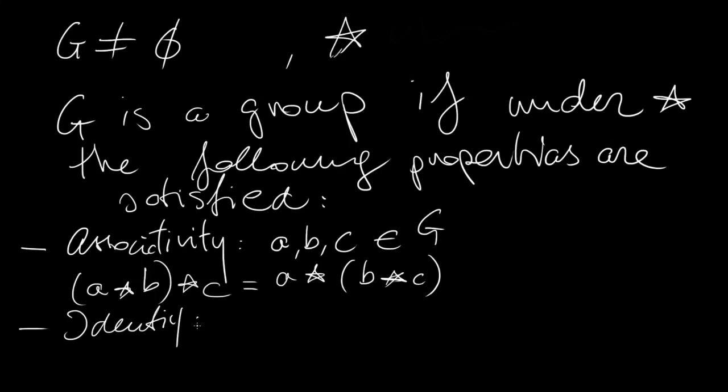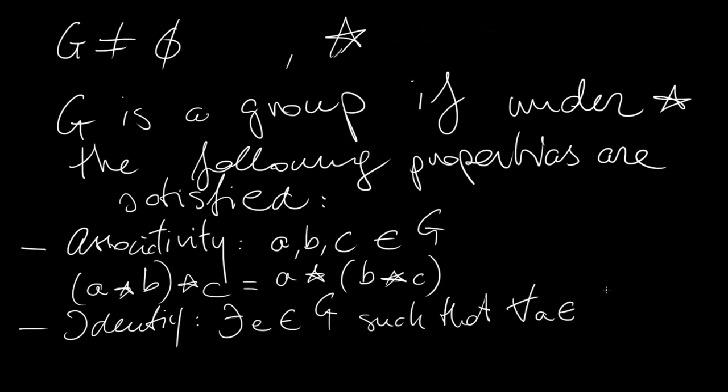This property states that there must exist an element we call E in the group G, such that for all elements A of the set G, we have that A operated with E must be equal to E operated with A and must be equal to A. So every group needs an element that is, let's say, neutral, that doesn't do anything to the other elements. A operated with E is A.